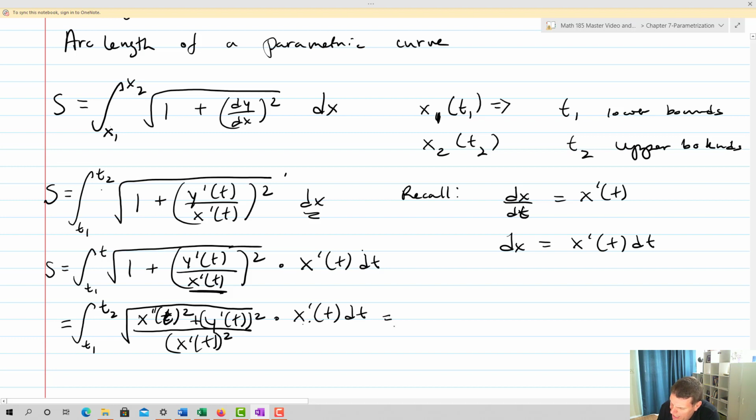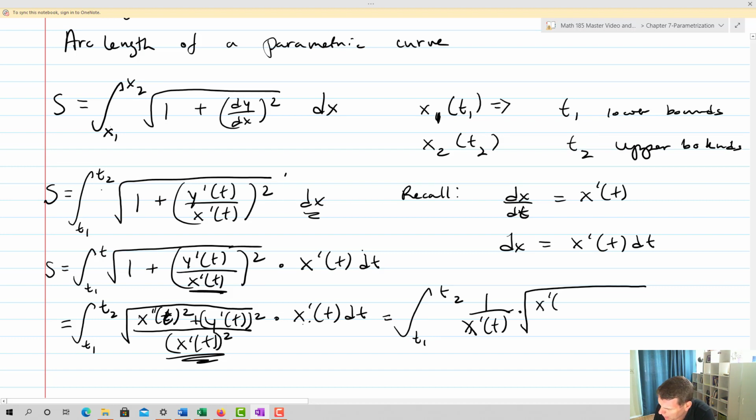Now this is then going to equal the integral from t1 to t2 of the square root, and what I'm going to do is pull out 1 over x prime of t, because we have it squared in the bottom part there. And this will then be times, and now we can't do the same thing to the top because it's over addition. So this is going to be x prime of t squared plus y prime of t squared, times now x prime of t dt.